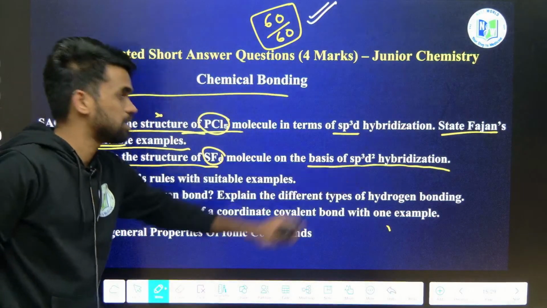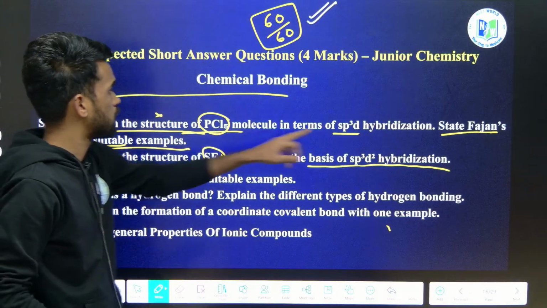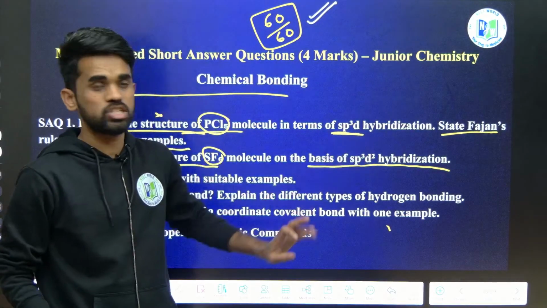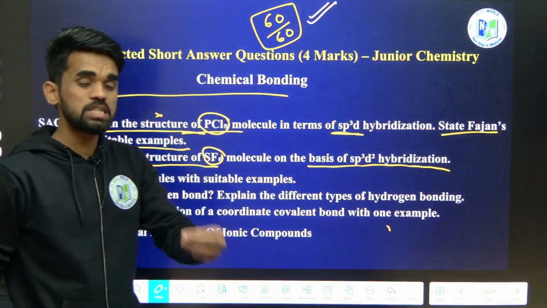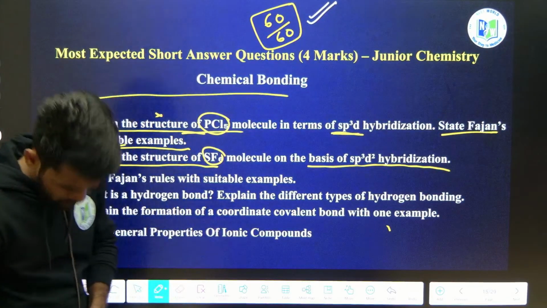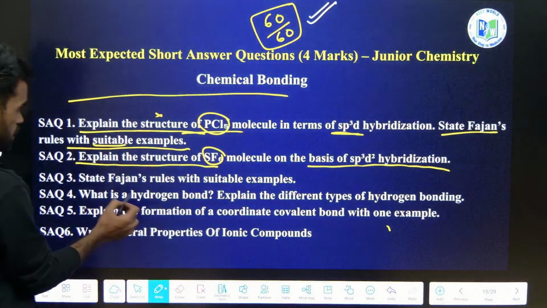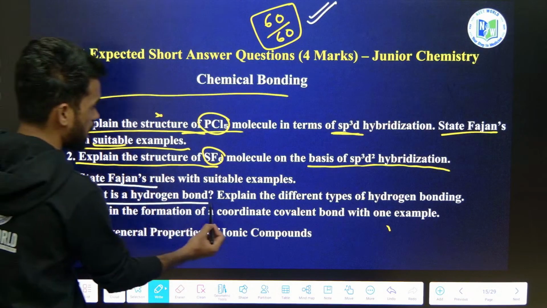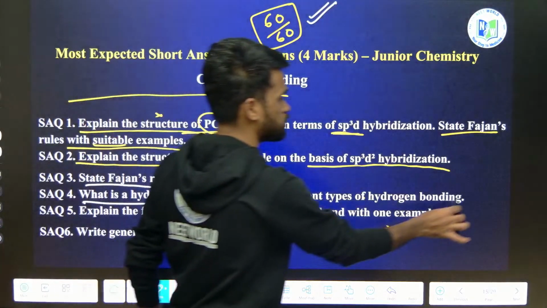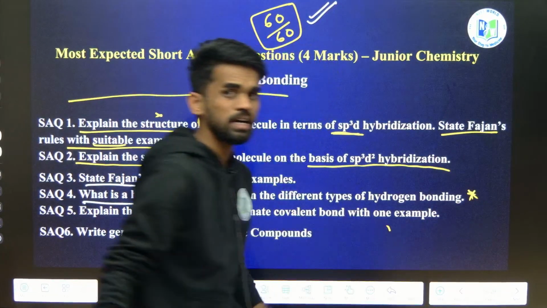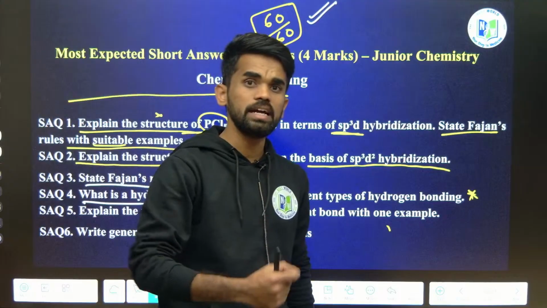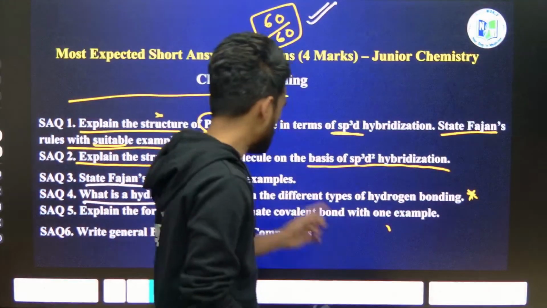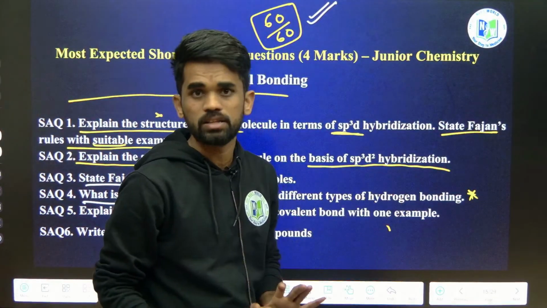How are we getting sp3d hybridization in the case of PCl5? This is what we need to explain. And after this, again Fajan's rules they are asking. Next, what is hydrogen bonding? Explain different types of hydrogen bonding, like intramolecular hydrogen bonding and intermolecular hydrogen bonding. We need to give a detailed answer on this, that's it.